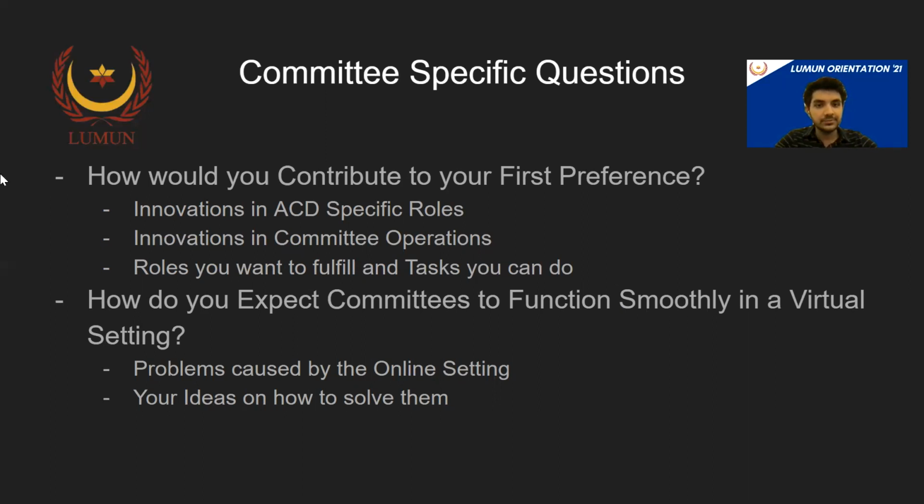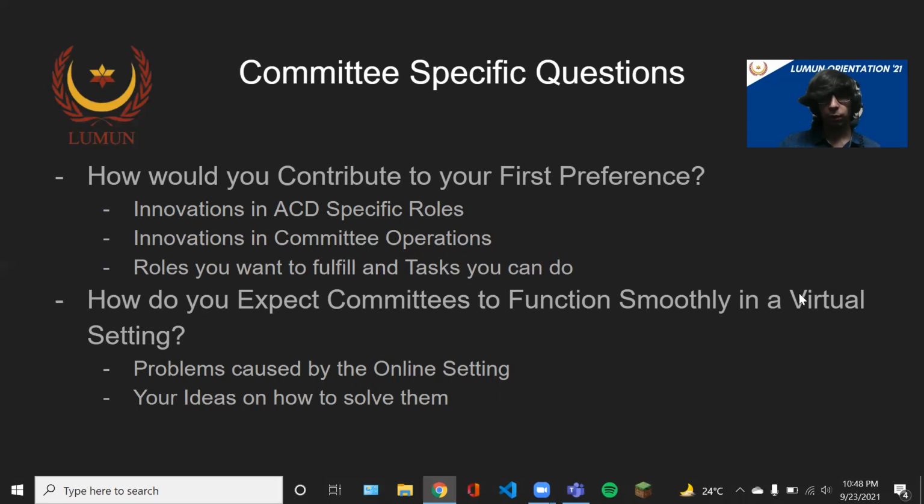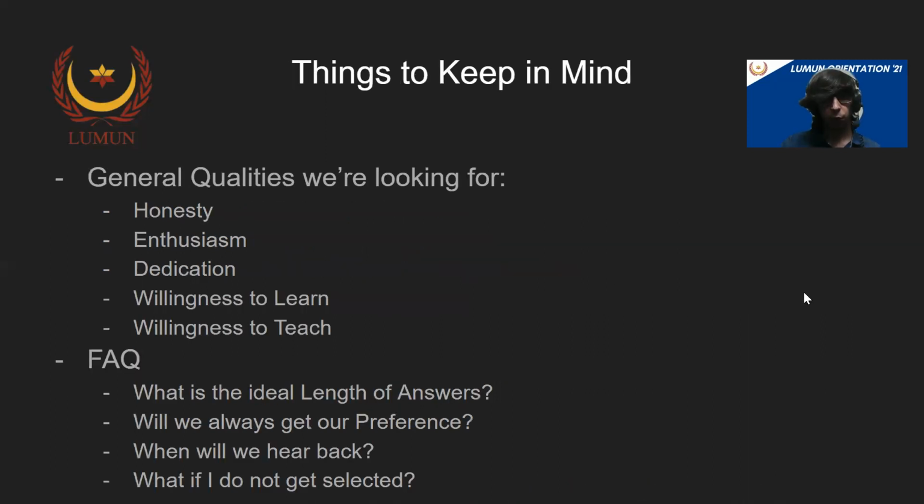Let's move on. All right, so now that we're done with the questions, just a few closing notes. These are the general qualities that we're looking for in the application that you're going to submit. First of all, you obviously have to be honest in what you want to do and what your skills are. You have to have a lot of enthusiasm and a lot of dedication, because an ACD works throughout the year in managing the conference. You have to be willing to learn, and more importantly, willing to teach what you know to your peers and to the delegates that are coming.